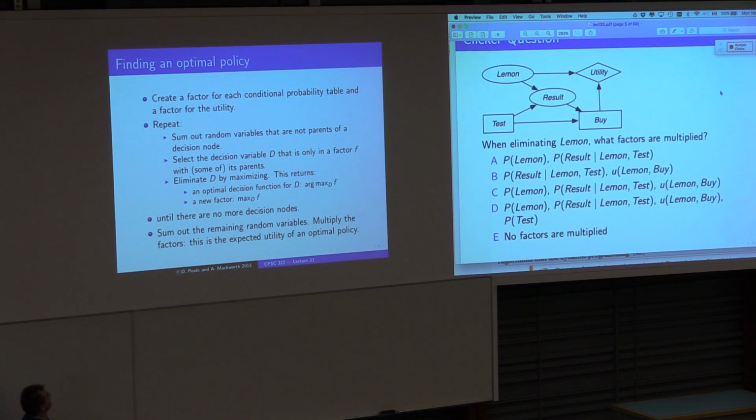Now the story is we're going to sum out lemon, so now we've got to multiply some factors. Which factors get multiplied?